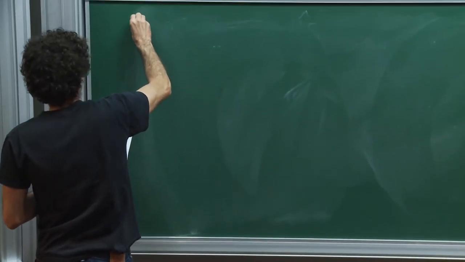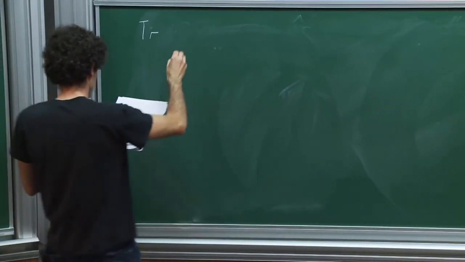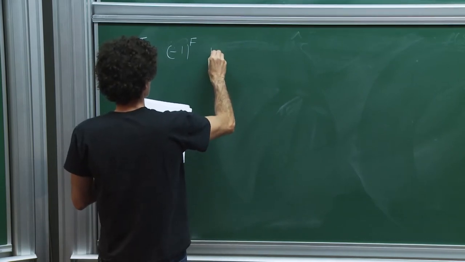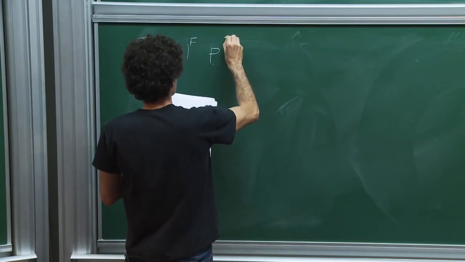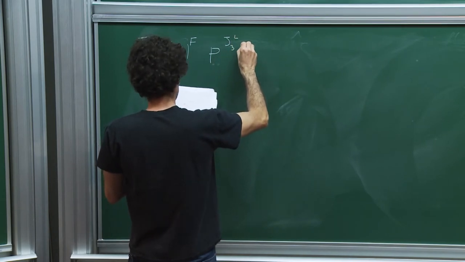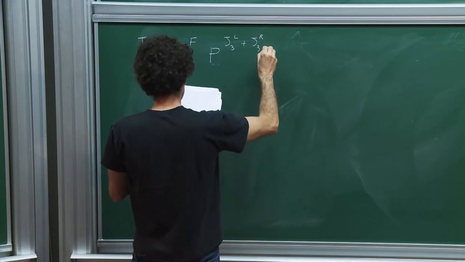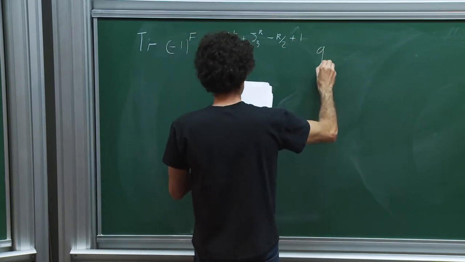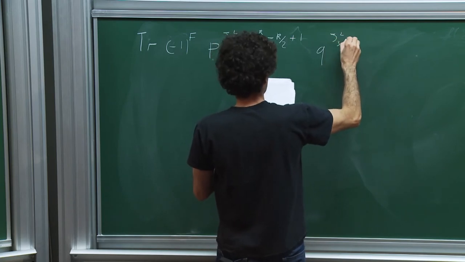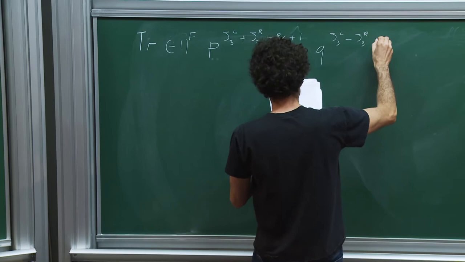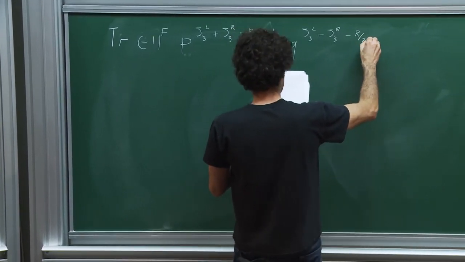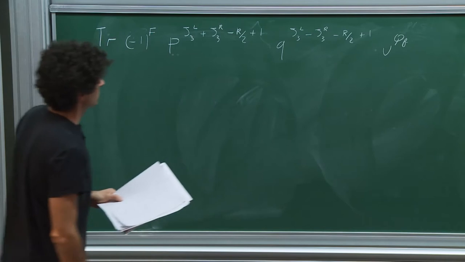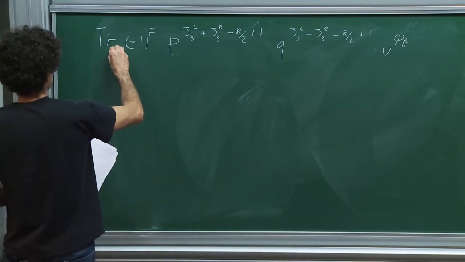So we can indeed write down the more general index, supposing that we have some other conserved charges. Then we can write the trace of minus 1 to the f. We can introduce two complex numbers, p and q. Then we can write p to the j3 left plus j3 right minus r over 2 plus 1 times q times j3 left minus j3 right minus r over 2 plus 1. And we can also insert some fugacity for some flavor charges that I have in my system. And I am supposed to take the trace over the Hilbert space on S3.